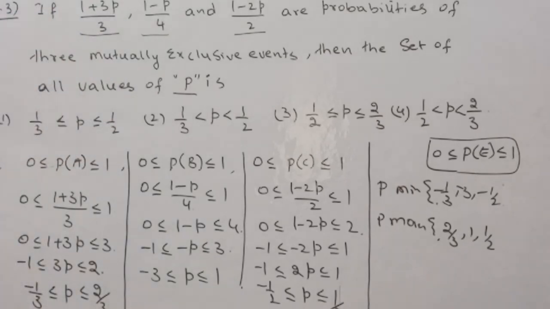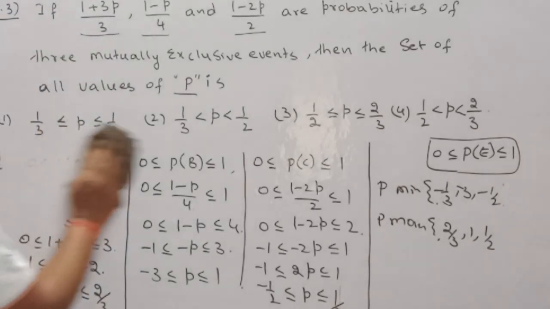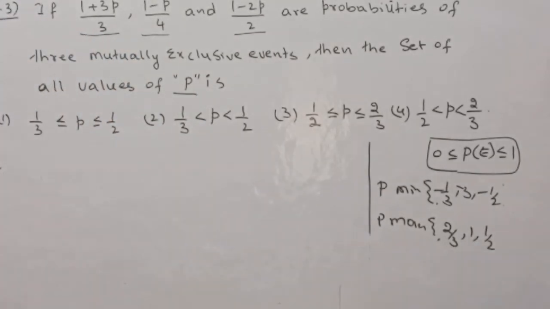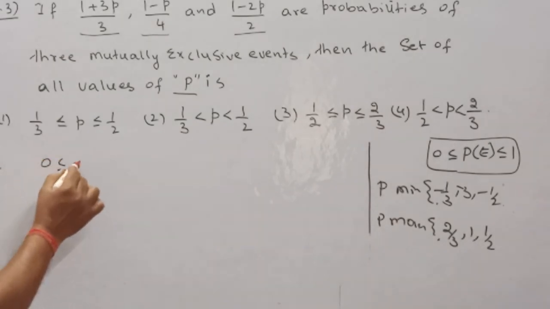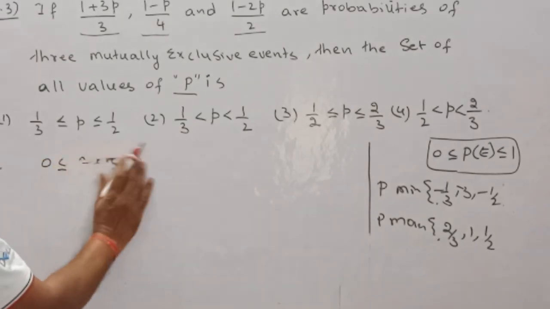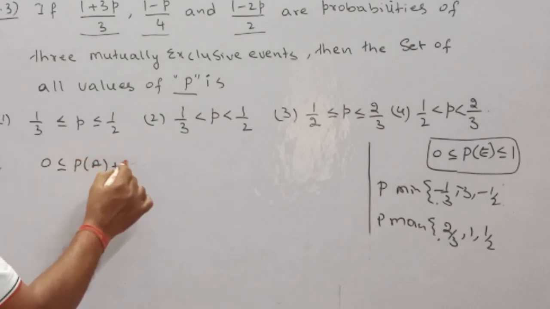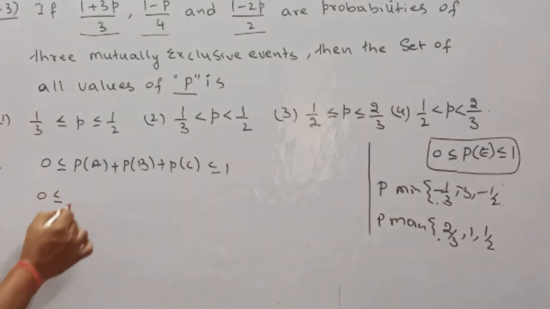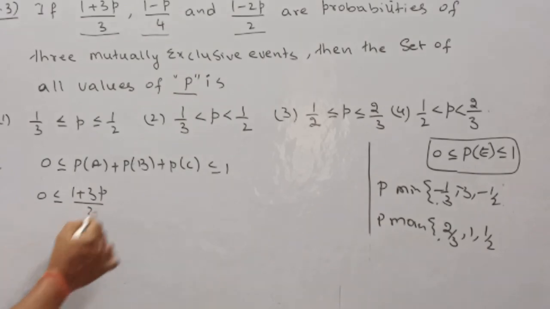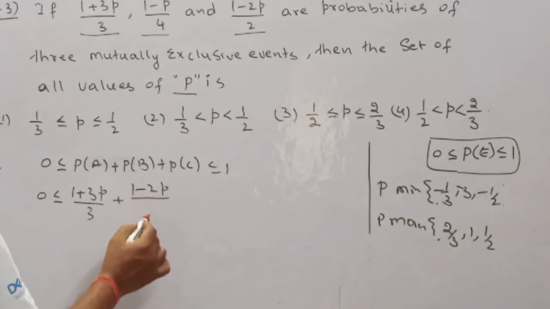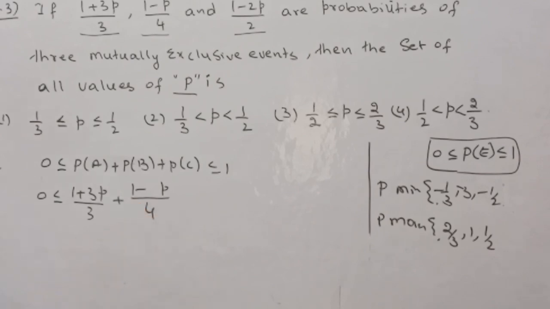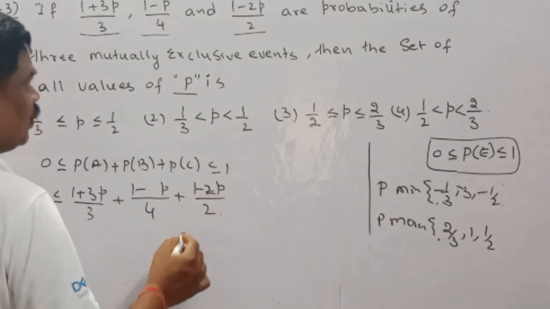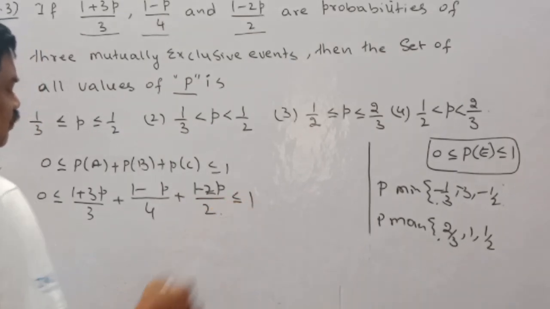Okay, all of you. And one more condition you see: add these three cases, that is 0 less than or equal to a plus b plus c, that is P of a plus P of b plus P of c less than or equal to 1. So 0 less than or equal to 1 plus 3p by 3 plus 1 minus 2p by 4 plus 1 minus 2p by 2 is less than or equal to 1.